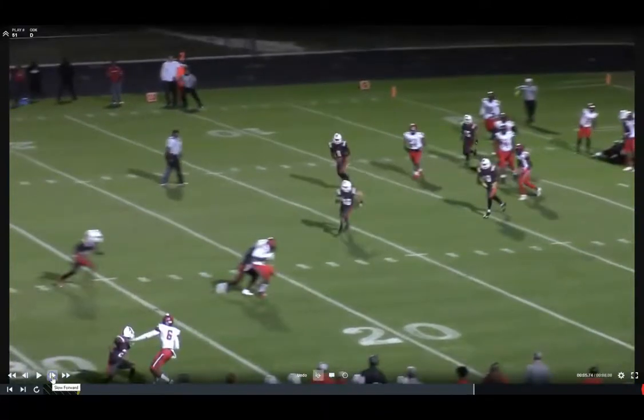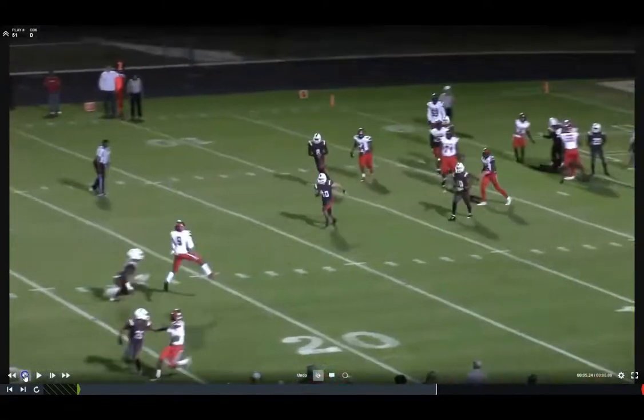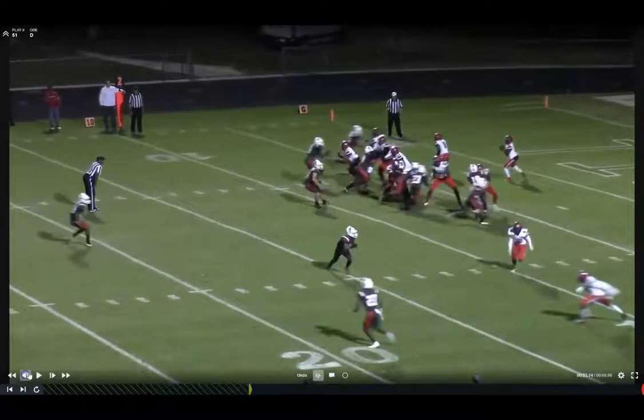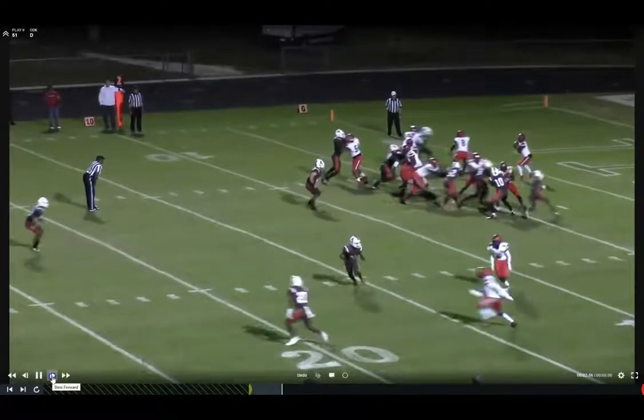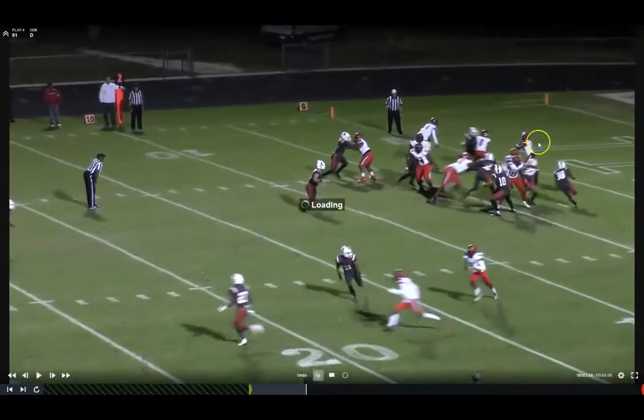And so we've got a completed pass down here at the 20. I think once that ball is released, we need to be moving down the field this way to get on this play. Now, we notice the action on the quarterback as well on this play right here.